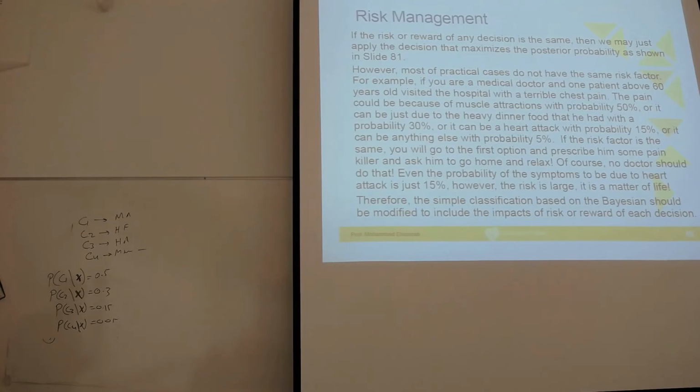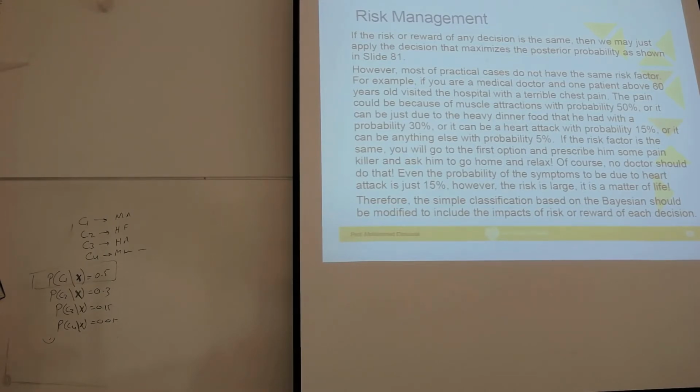Okay, so now if our machine learning is based only on this probability, of course it will select this one. So it is just a muscle attraction, and it gives this patient some painkiller like Panadol and tells him to go and relax. But is that a good decision?